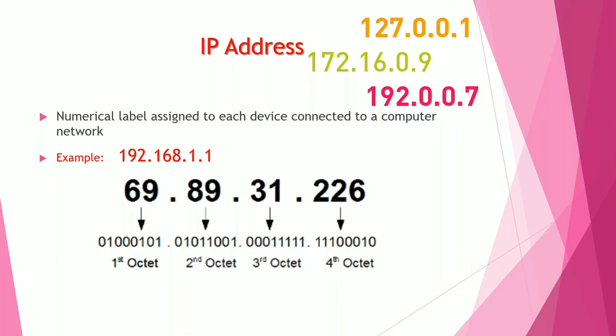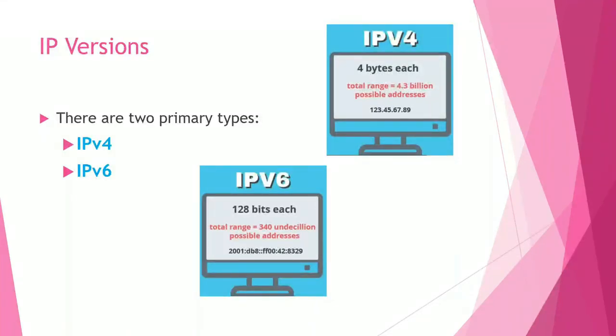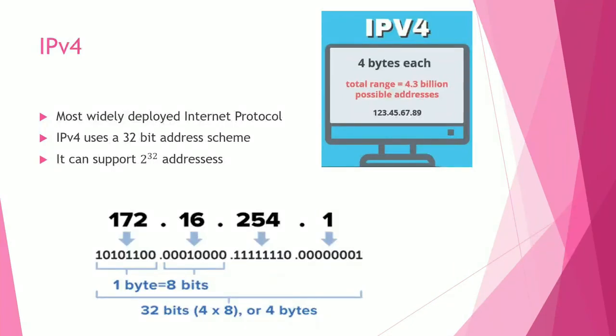IP addresses are commonly written in dotted decimal form, but computers internally convert them into binary. There are two primary types of IP address formats used today, IPv4 and IPv6. Let's discuss one by one. First one, IPv4 or Internet Protocol version 4. IPv4 is the most widely deployed Internet protocol. IPv4 uses a 32-bit address scheme allowing a total of 2^32 addresses.